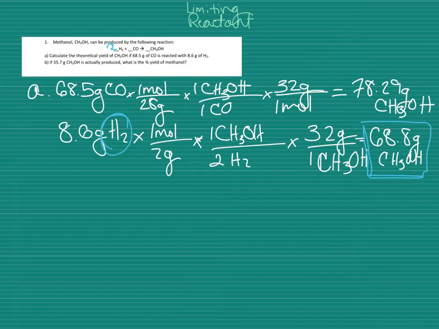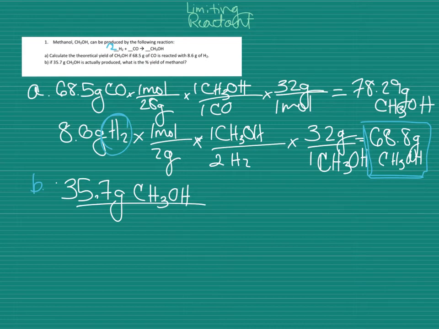And then you just have to think about what the question is asking to know what to do with that information. In the case of this question, in part B, it asks a percent yield. So B, I'm going to change back to the white pencil. So for part B, you have 35.7 grams of methanol actually produced. So that's your actual. And then theoretical is going to be the answer from part A.